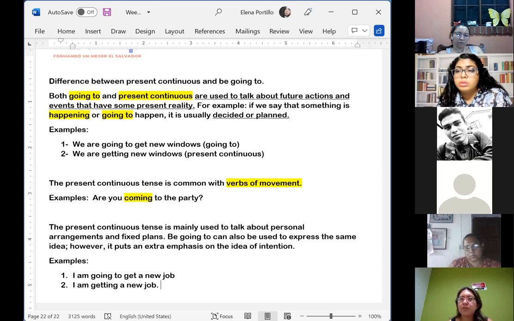Para esto, utilizamos el be going to y el present continuous para hablar de este tipo de cosas, ¿verdad? De cosas que van a pasar o que ya están decididas. And in this case, we have this word arrangement, que son los arreglos, los preparativos, los acuerdos, ¿verdad? Que ya se tomaron. O las cosas que nosotros ya tenemos hechas.